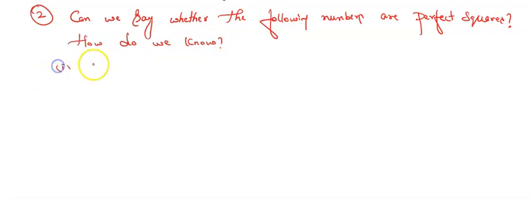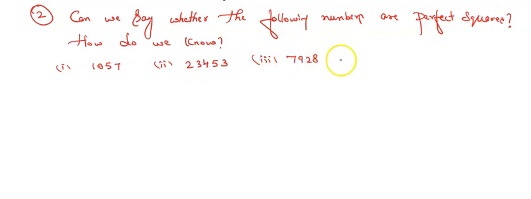Option 1, 1057. Option 2, 23453. Option 3, 7928. Option 4, 222,222. Option 5, 1069. Option 6, 2061.